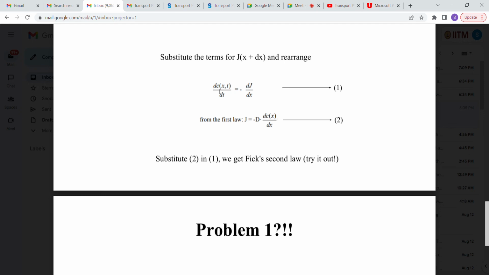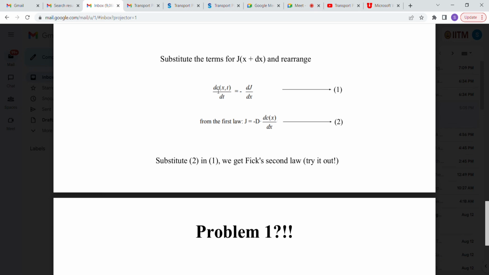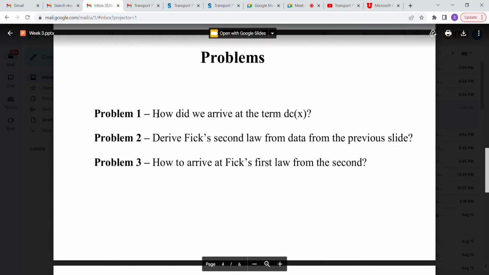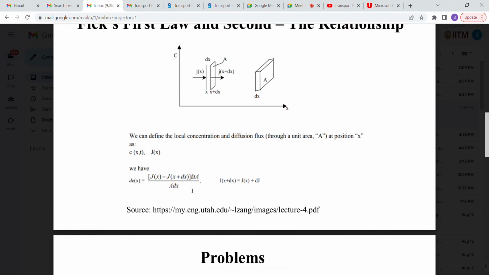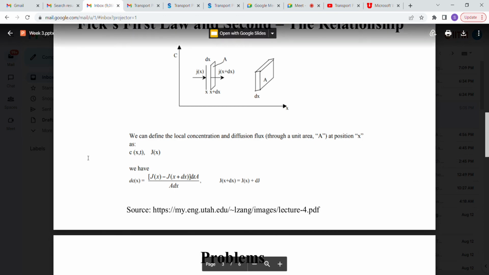And now coming to the first question, how did we arrive at the term dc by dx? I'll give you a clue: you need to look at the units of j, which is the diffusive flux, or the transport of the number of molecules per unit area per unit time. So how is this equation formulated? Did they do any magic to arrive at this equation, or can it be deduced graphically from here? We know graphically from here.